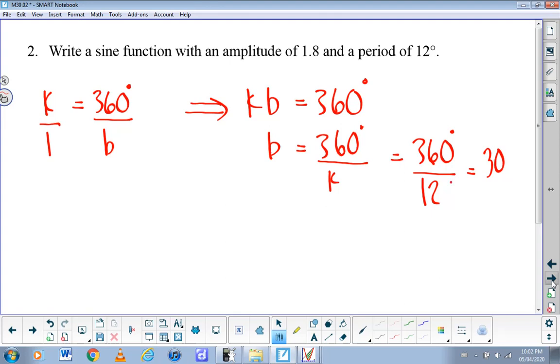36 divided by 12 is 3. Yes, it gives you 30. So the amplitude is 1.8. That means A is 1.8. Little a is 1.8, and b is 30, which means the function is y equals 1.8 sine 30x. Now, could we have put negative 1.8? Sure. You can use positive 1.8 or negative 1.8.